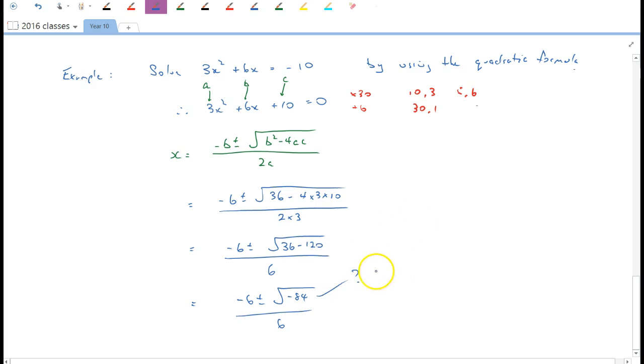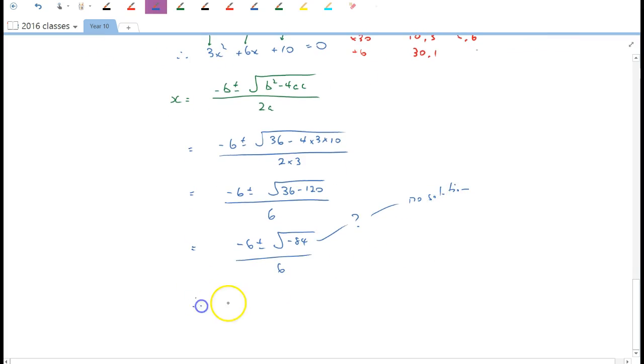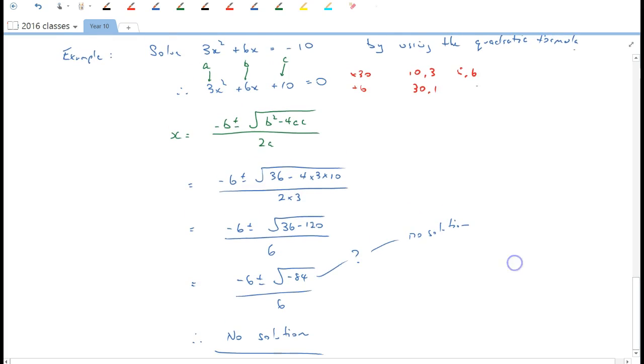Hopefully you understand that for the square root of negative 84, there is no solution. There's no number that squares to negative 84 because everything squares to a positive. So here we have no solution. If we get a negative number under this square root, then we're in no solution territory.